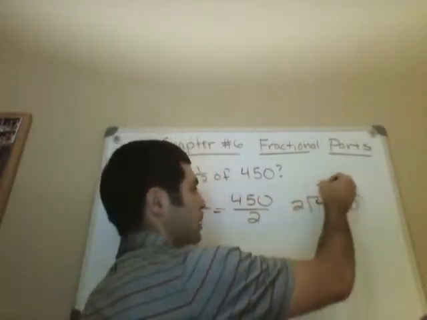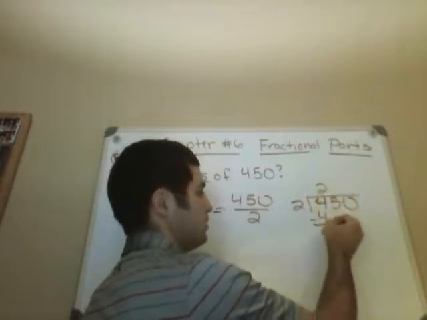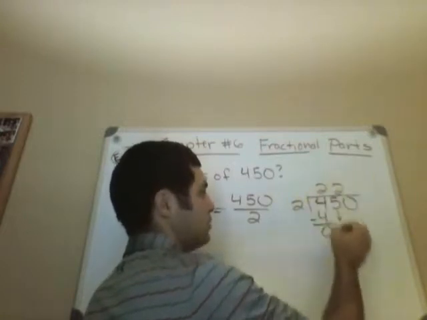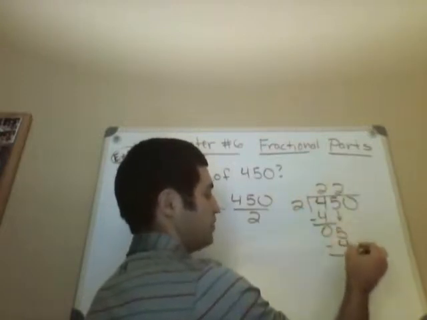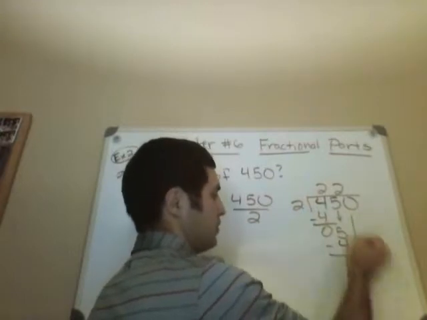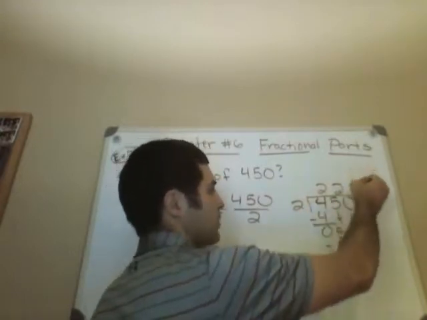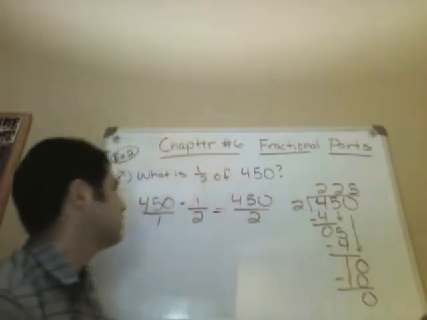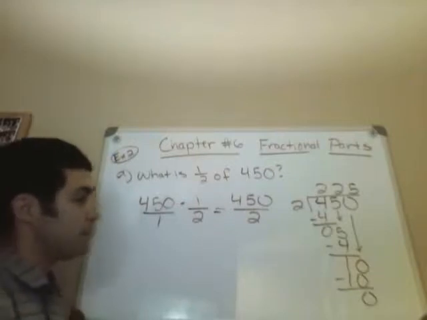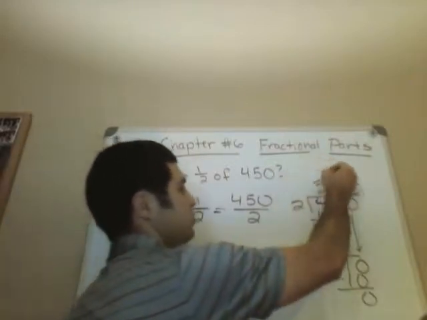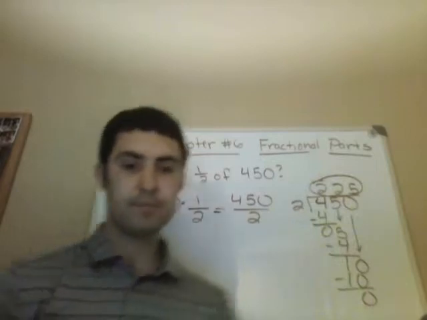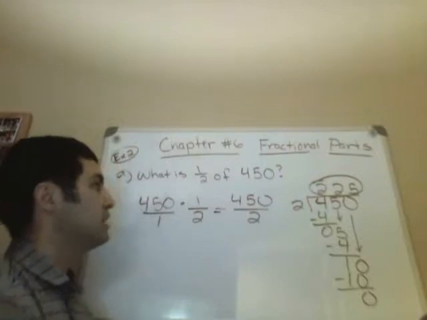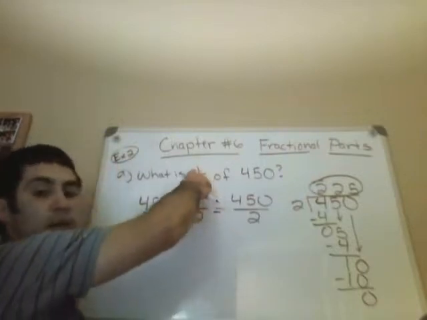I'm going to calculate this out really quick. 2 will go into 4, 2 times 2 is 4, subtract 0, bring down your 5. 2 will go into 5, 2 times 2 is 4, subtract 5 minus 4 is 1, bring down your 0. 2 will go into 10, 5 times 2 is 10. So your answer, what is half of 450? The answer is 225.